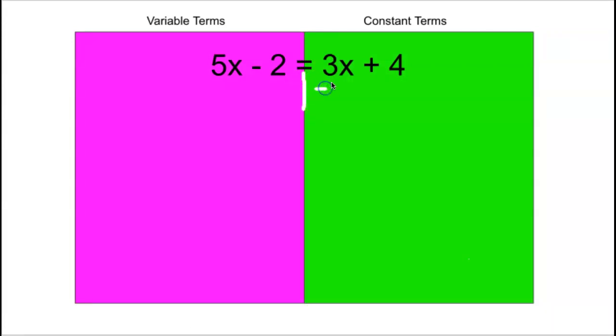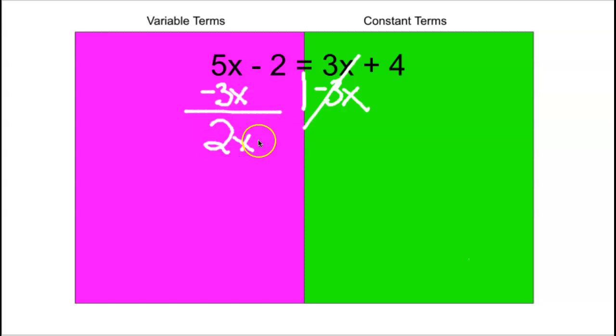To get rid of this 3x on this side, we subtract 3x. And then we're going to come to this side of the equal sign and do the same thing. So 5x minus 3x is 2x. And then I'm going to just bring everything else down. So minus 2 equals, and we haven't done anything with that 4, so we'll bring it down. So now we have 2x minus 2 equals 4.